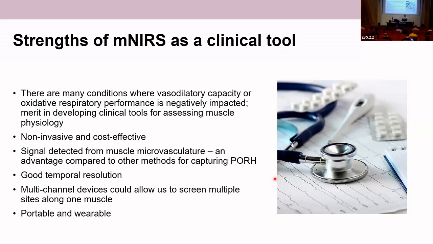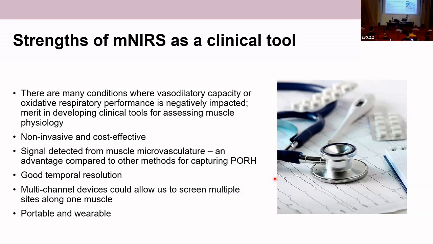And there's good temporal resolution. So we've heard about high frequency sampling a lot this morning already. That's amazing. These devices are being developed more to allow us to do that. And I think there's scope for multi-channel devices as well, so that we could screen the whole muscle. You could screen different places along a whole muscle and really understand what's going on across the whole muscle, rather than just picking one particular point to measure from.